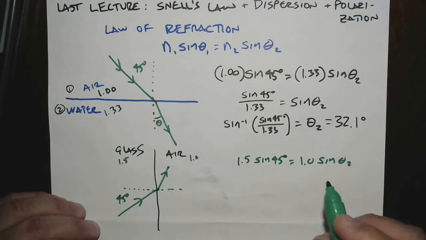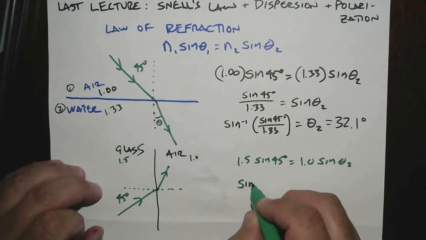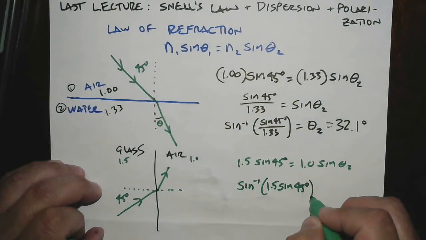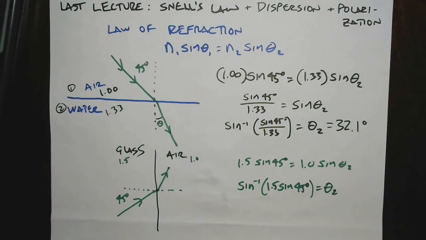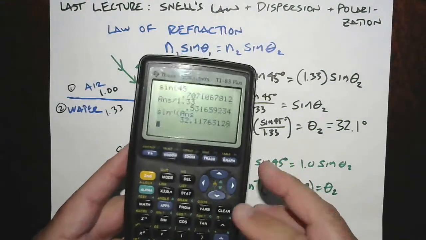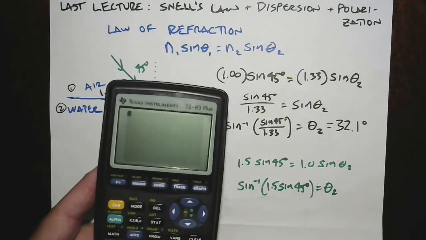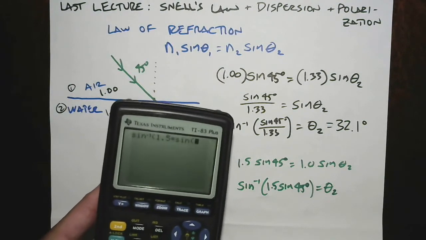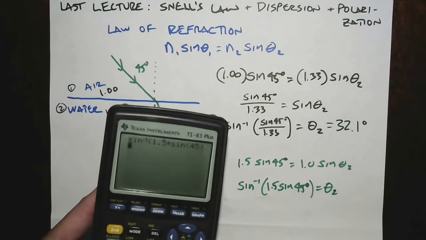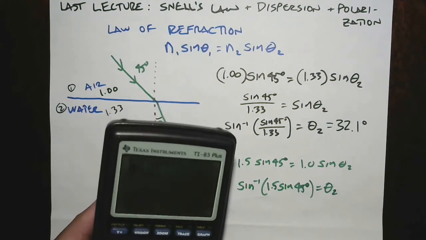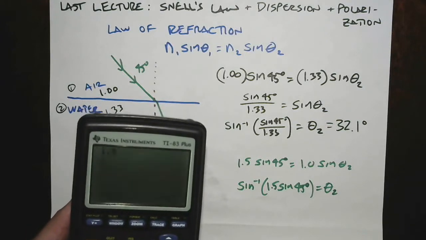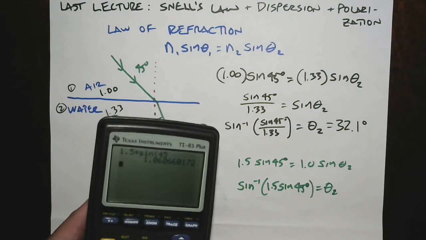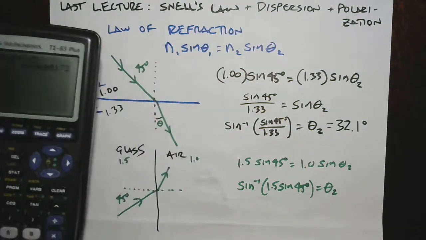Dividing by 1 is not necessary, so what we need is the inverse sine of 1.5 times the sine of 45 degrees. And that's going to be equal to theta 2, and that better be a number bigger than 45. So we get out the old calculator, and we do inverse sine of 1.5 times sine of 45. Okay, let's just do this the old-fashioned way. 1.5 times sine of 45. 1.06, that's fine.